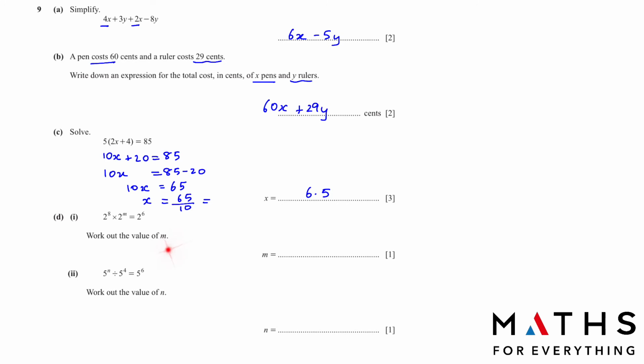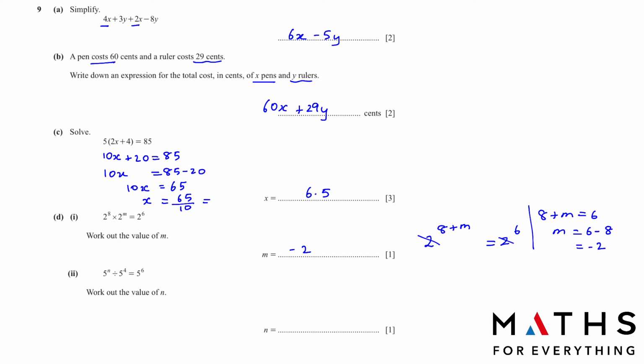D1, work out the value of m. Here you are supposed to know your exponents or indices rule, that whenever you multiply and the base is the same, you add the power. So I can write 2 to the power of 8 plus m is equal to 2 to the power of 6. The 2 gets cancelled and we are left with 8 plus m is equal to 6. Therefore, m is equal to 6 minus 8. When we shift the 8 to the other side, it's going to be negative, and we get negative 2 as the answer.